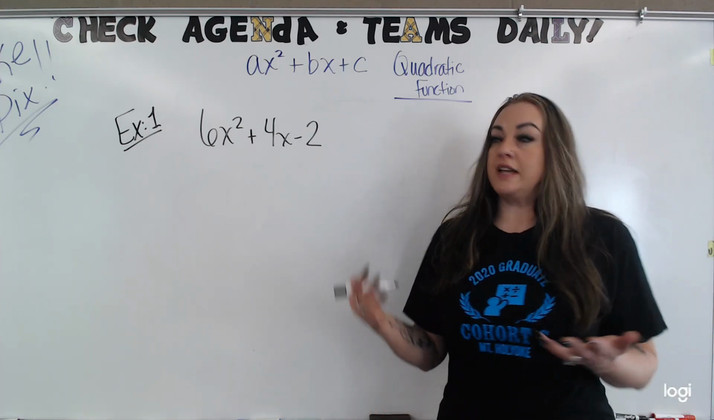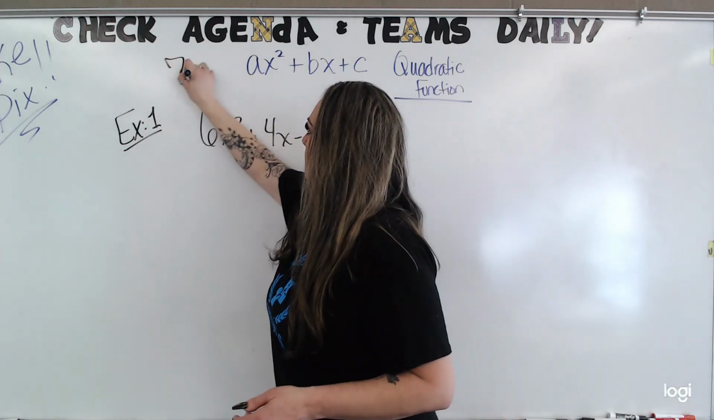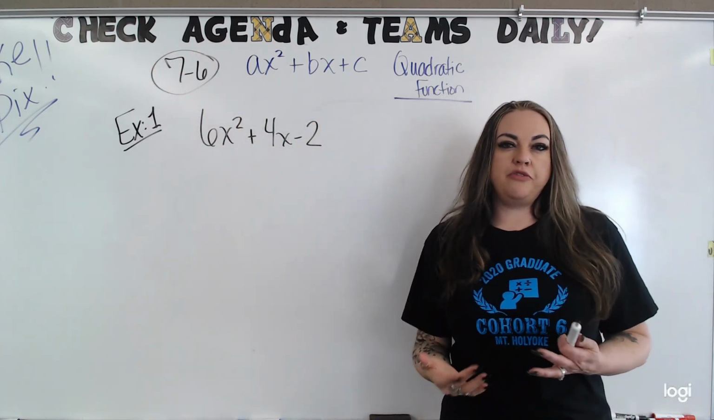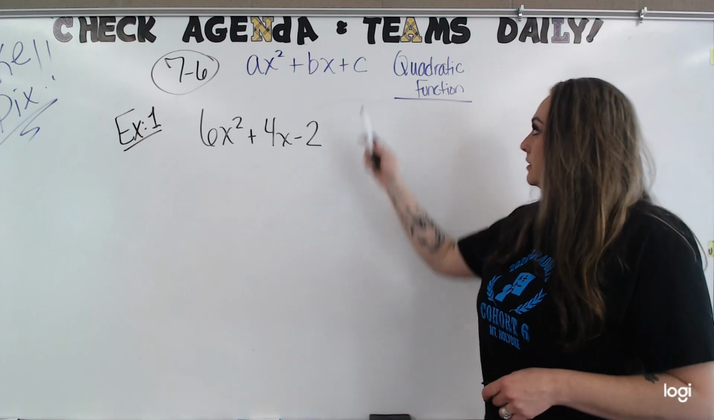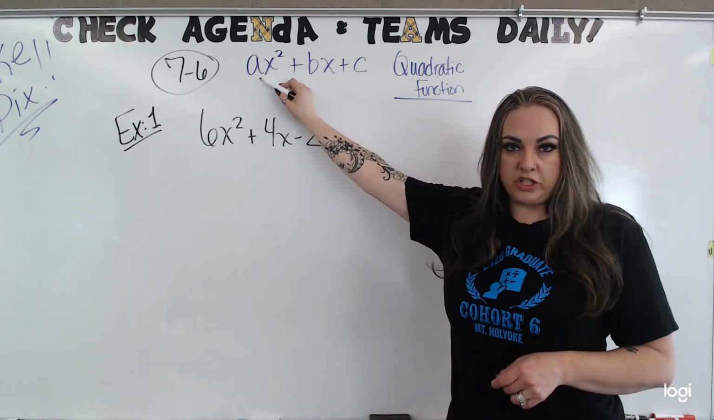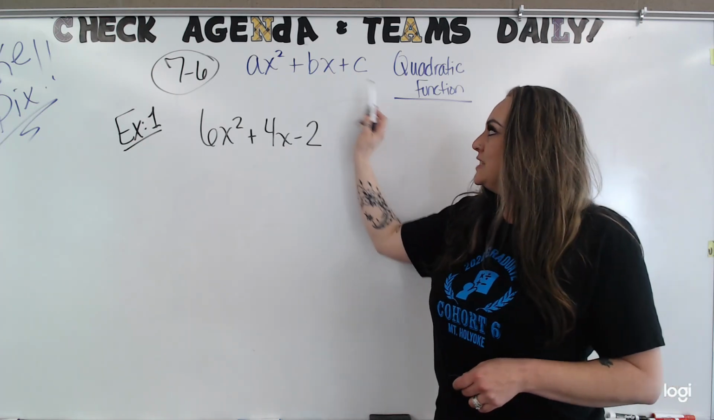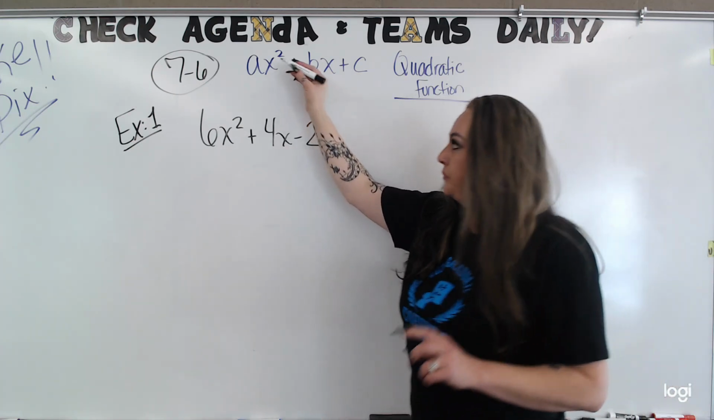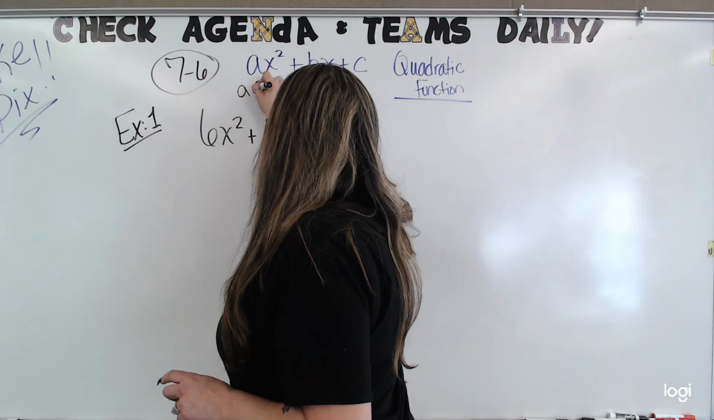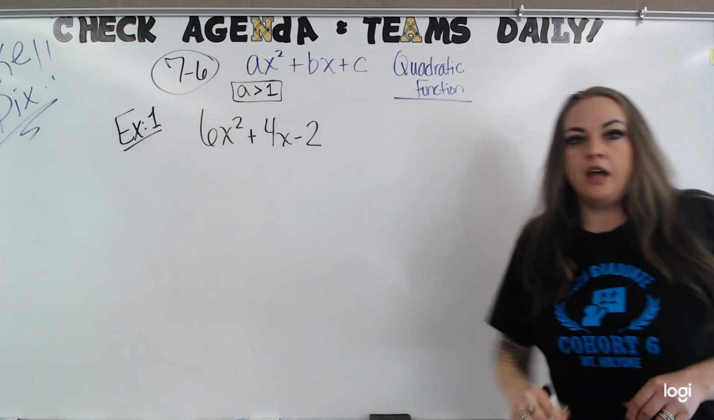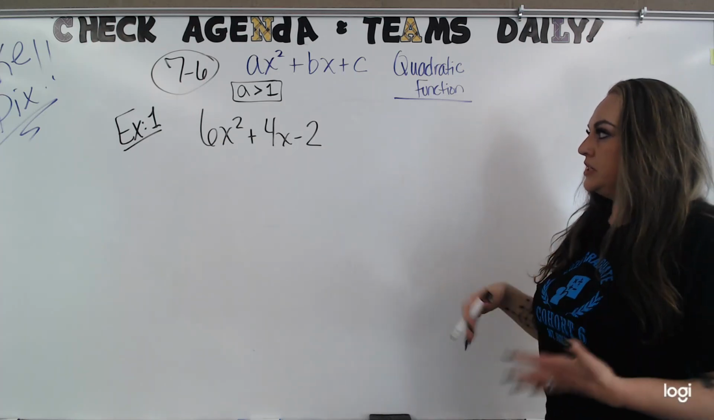So this is lesson 7-6, and we're going to look at the best way to factor when A, our leading coefficient in the quadratic function, is greater than 1. So when A is greater than 1, we're going to see what different methods we can use.